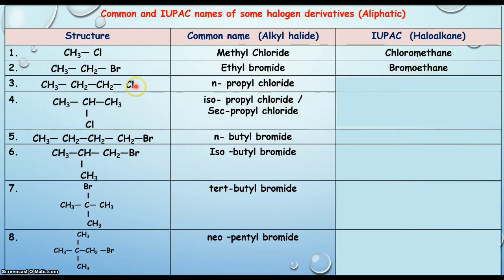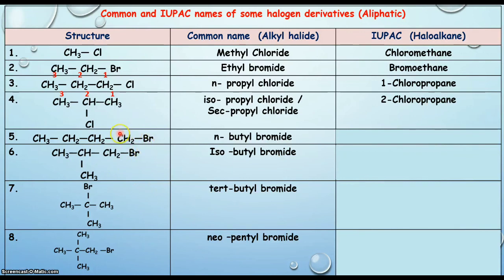Next, as this chlorine is bonded to this carbon atom, this will be numbered as 1. So the IUPAC name of this structure will start with 1-chloropropane. Now next one, in the straight chain there are 3 carbon atoms and chlorine is bonded to the second carbon atom. So the IUPAC name of this structure is 2-chloropropane.